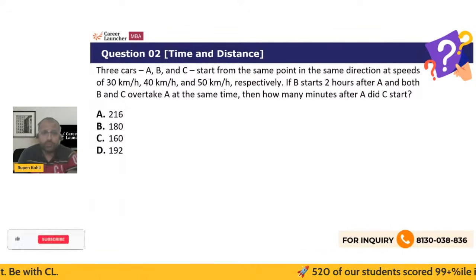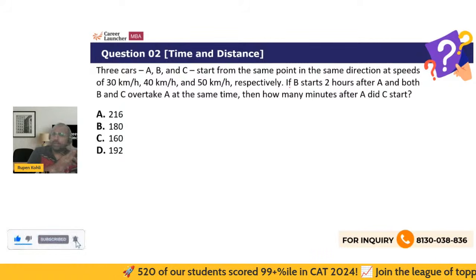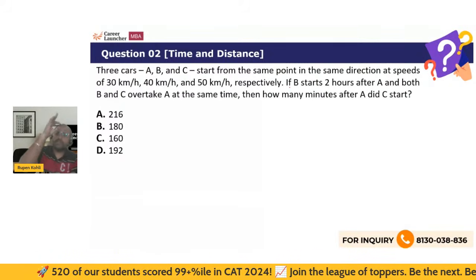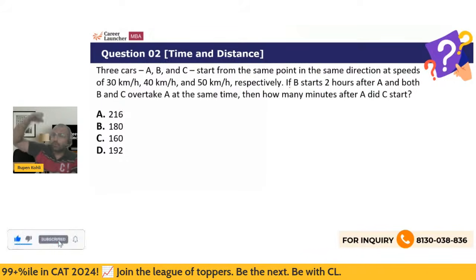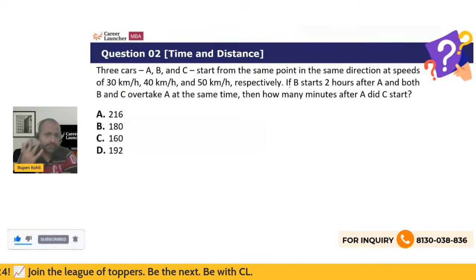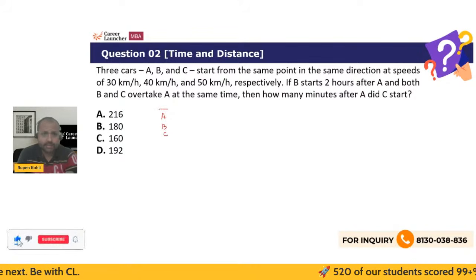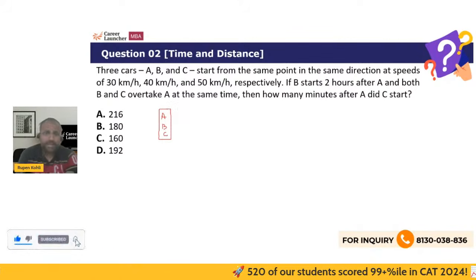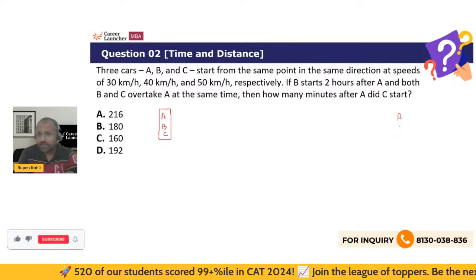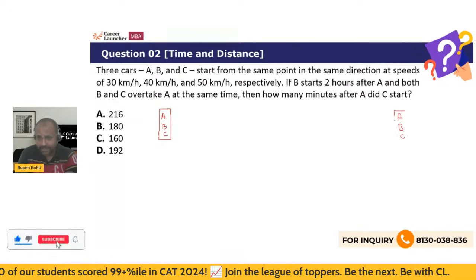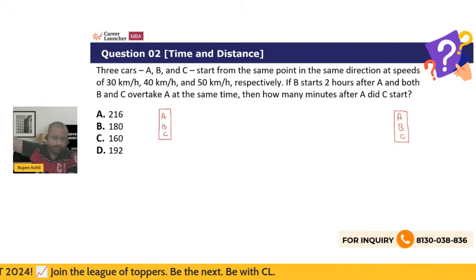What I will do is, I know the speed of all the three people. Can I say all of them start from the same point in the same direction? And eventually, since it is given that B starts 2 hours after A, and both B and C overtake A at the same time, if you understand this visually, A and B and C started from a common point, not at the same time, but at least the starting point was common, and eventually they were all together at a common point somewhere down the line at the same time.